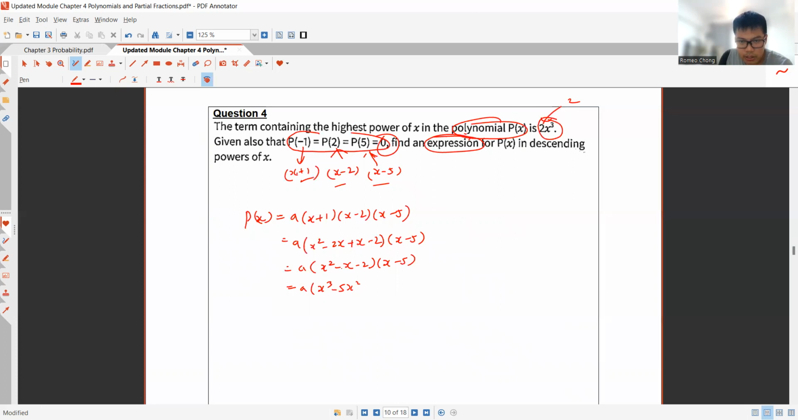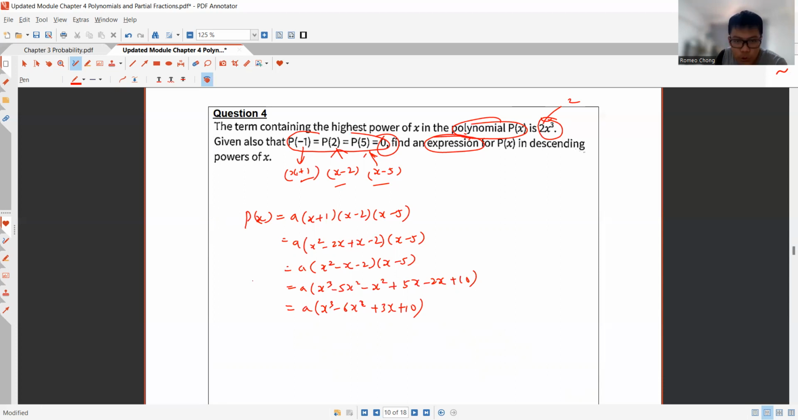And then the next one, you take the second term and multiply with the first term in the second bracket. So you get negative x squared. And then negative, negative, positive 5x. And then minus 2x plus 10. So finally, you get x cubed minus 6x squared, and then this one should be plus 3x plus 10. Let me check and see whether I did it correctly or not.